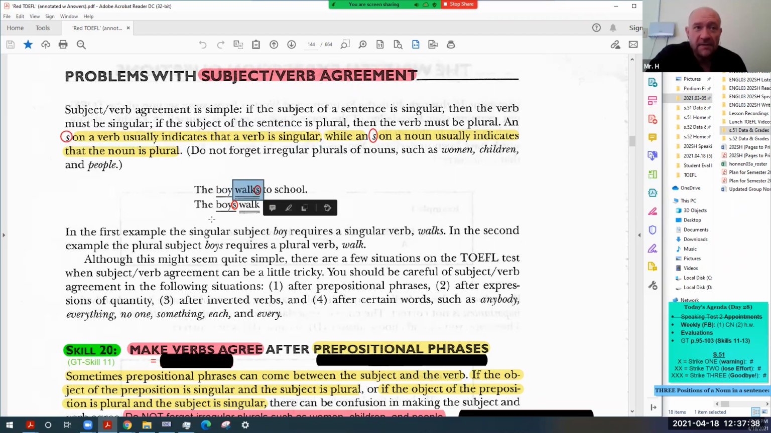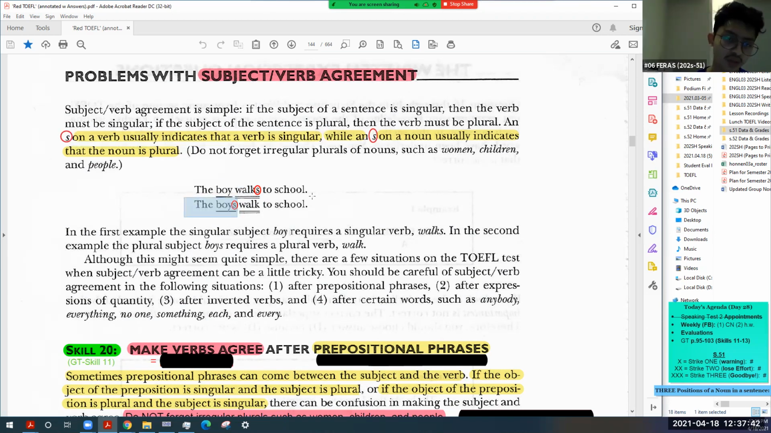Okay. And then Faraz, second example. The boys walk to school. Okay. What do you see? Boys is a subject. Boys has an S, subject has an S. It's a plural, and walk, so no S on walk, right? No S with walk, okay? All right, so then, skill 20.